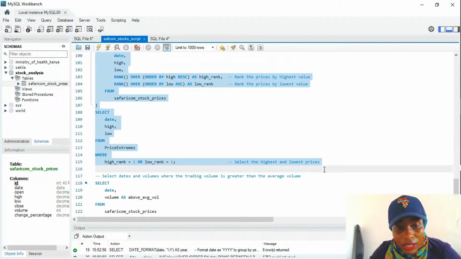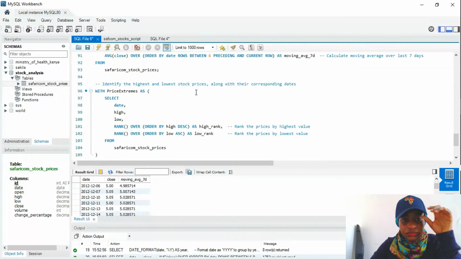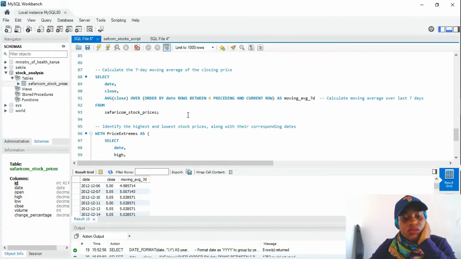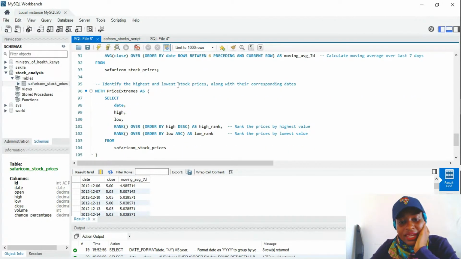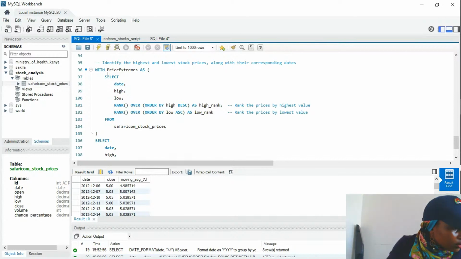And in this query, we have nested. Yeah, so we are here identifying the highest and lowest stock prices along with their corresponding dates. I'm looking for the name.